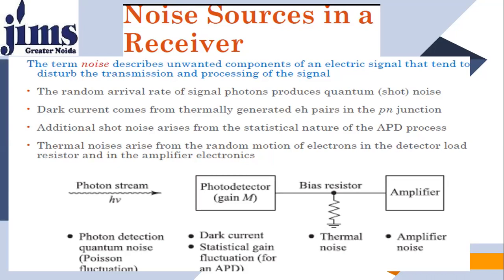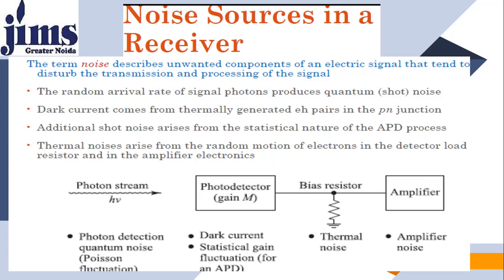So shot or quantum noise comes in the picture in an optical receiver because of the random arrival rate of the photons that are coming from the optical fiber. This is the first stage where we see that type of noise in an optical receiver, and that noise is called quantum or shot noise, right? This is because of the random arrival rate of signal photons.